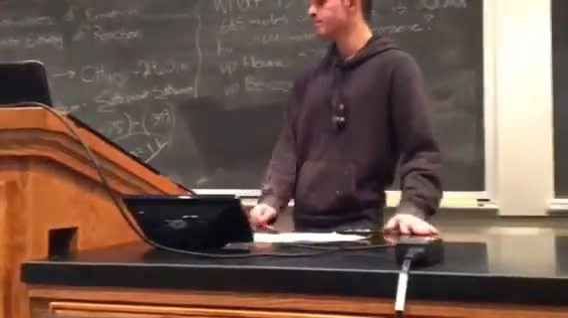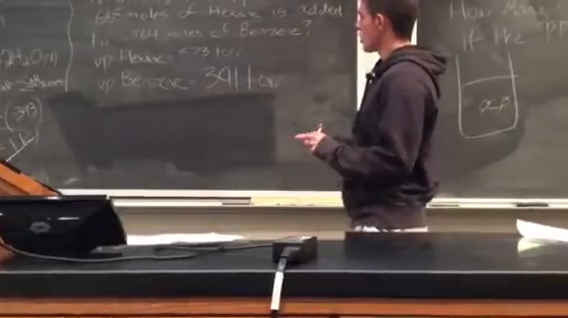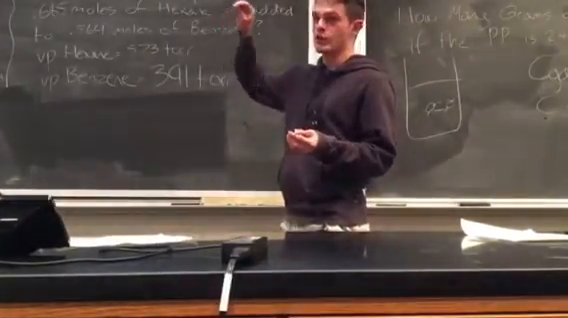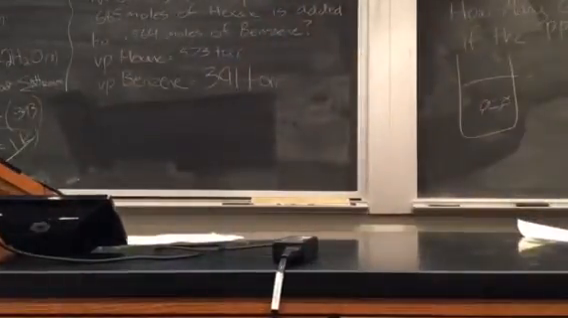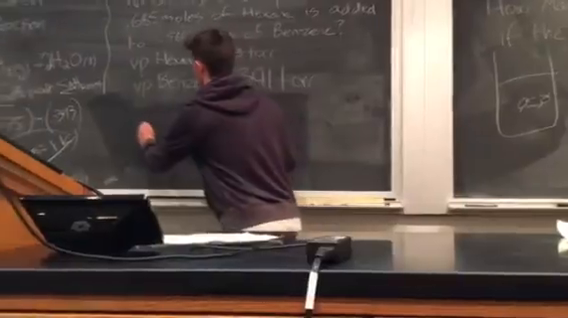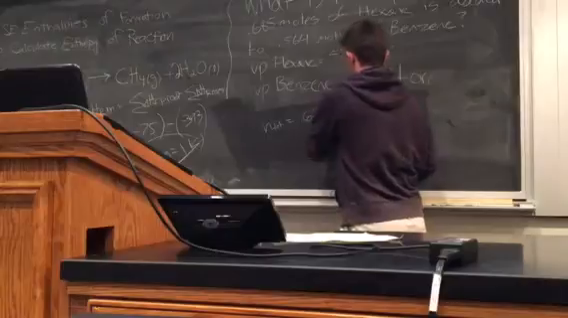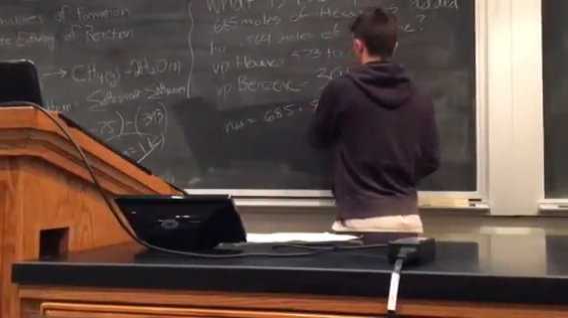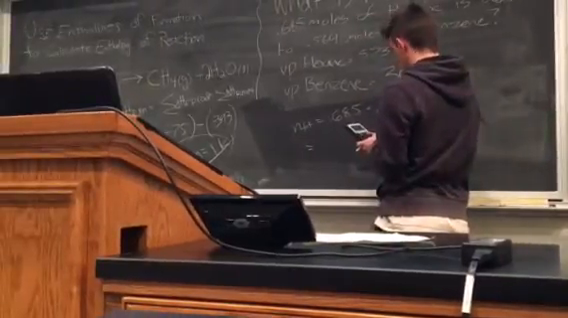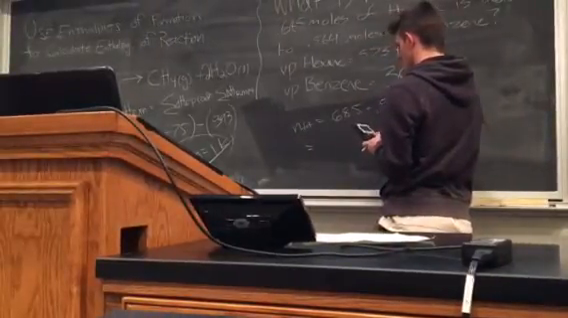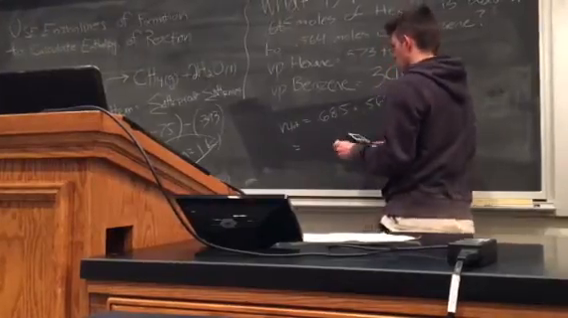Okay. So how you do this problem is you want to find the mole fraction of each liquid. So what you do is you first add up the total moles. So n total would be 0.685 plus 0.564, and that's going to give you 1.249.